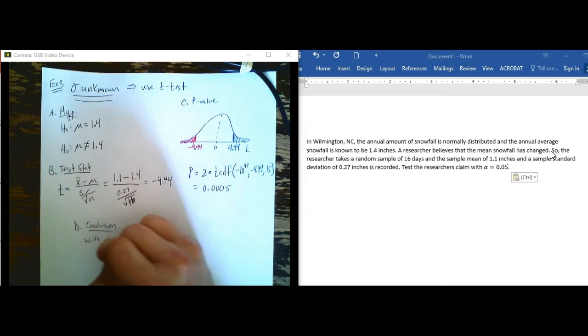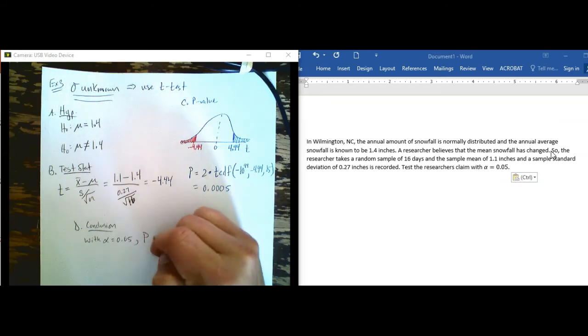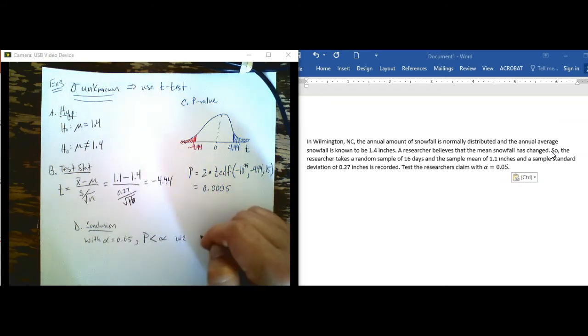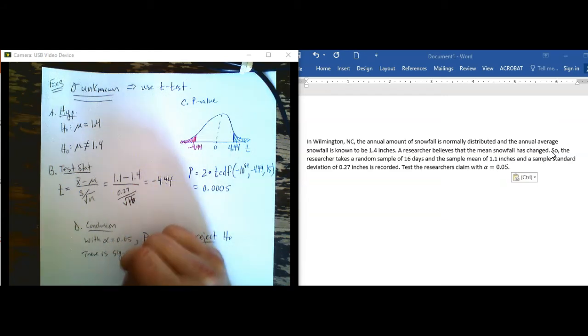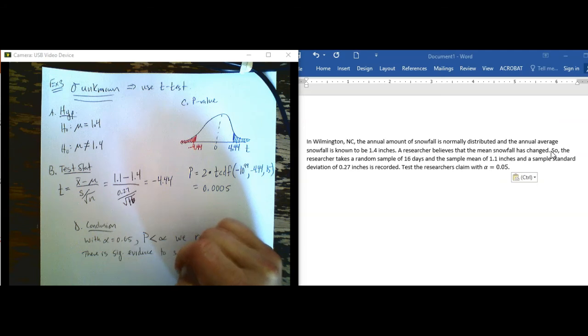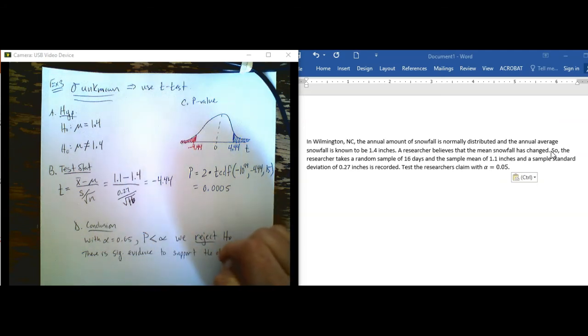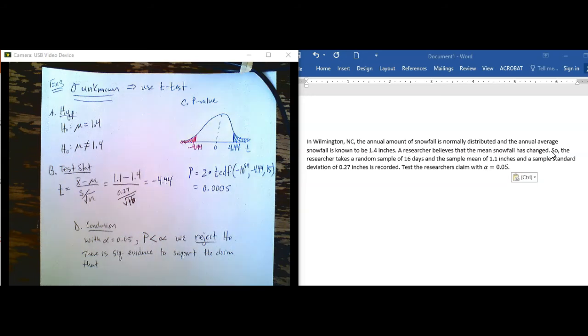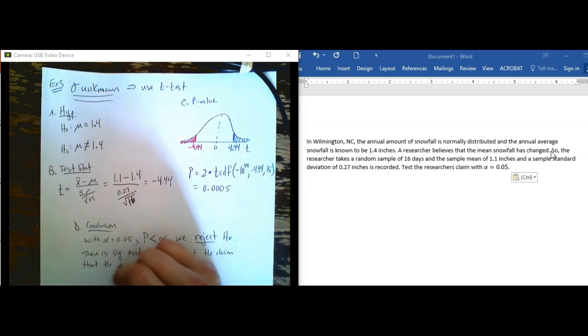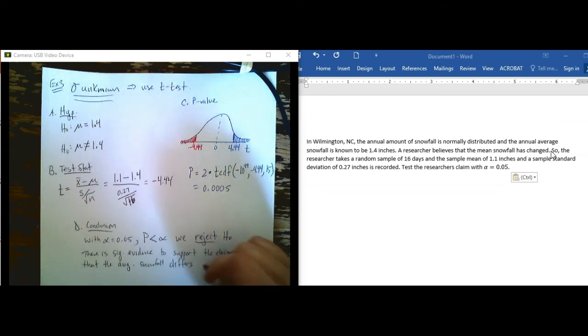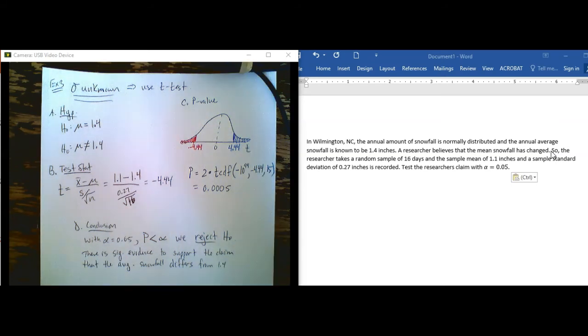We know alpha this time. With alpha equal to 0.05, p is less than alpha, so we reject the null hypothesis. There is significant evidence to support the claim that, and again, always spin it back in terms of your situation. So here we're dealing with average snowfall, right? So there's significant evidence to support the claim that the average snowfall differs from 1.4 inches.